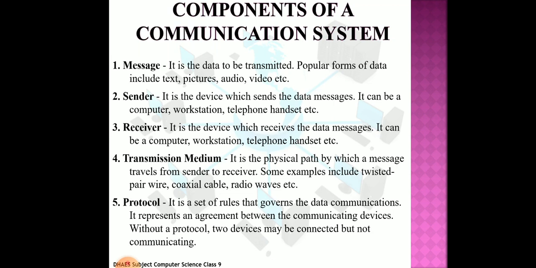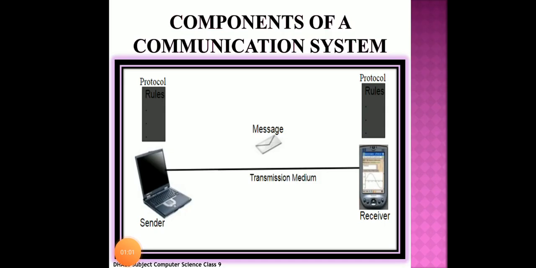Transmission medium. It is the physical path by which a message travels from sender to receiver. For example, twisted pair cable, coaxial cable, fiber optics, or the radio waves. Protocol. It is a set of rules that governs the communication. It represents an agreement between the communicating devices. In this diagram, a sender is sending a message with the help of a transmission medium to the receiver. Here, sender is a laptop, transmission medium used is a wire, while the receiver is a cell phone.